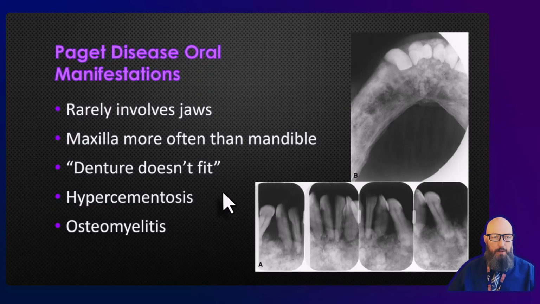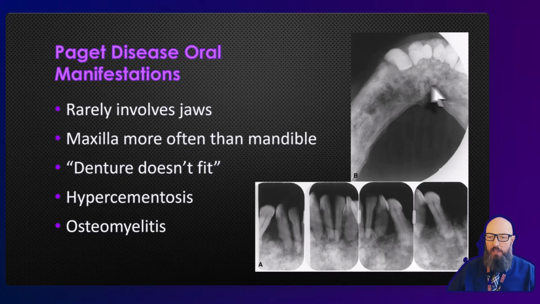What are we going to see within the jaws? It can affect the jaws. And just like with the skull, it has this cotton wool appearance, which is the classic description of it, where it looks cloudy like this. See, this bone just absolutely does not look normal. It looks different than what we talked about with hyperparathyroidism and the granular appearance.